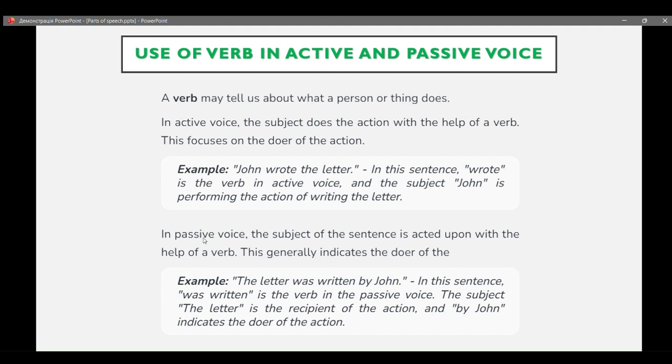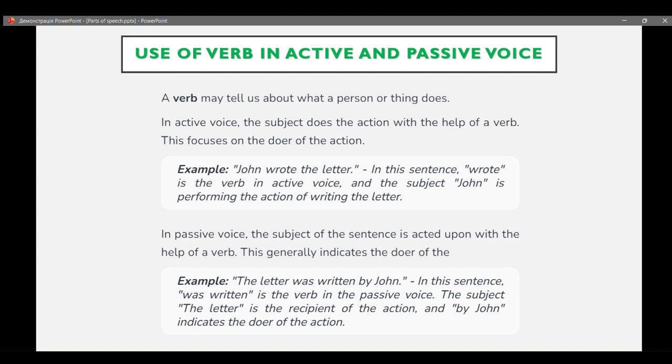the letter. In passive voice, the subject of the sentence is acted upon with the help of a verb. This generally indicates the doer of the action. The letter was written by John. In this sentence, "was written" is the verb in the passive voice. The subject, the letter, is the recipient of the action, and "by John" indicates the doer of the action.